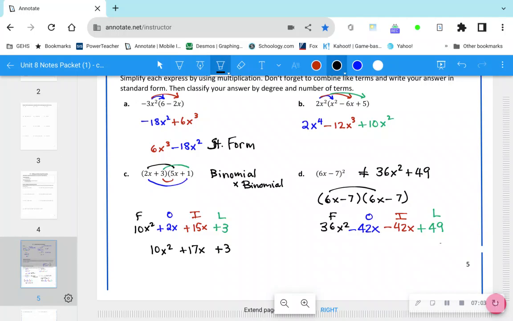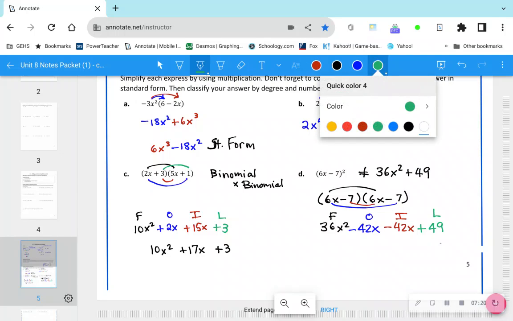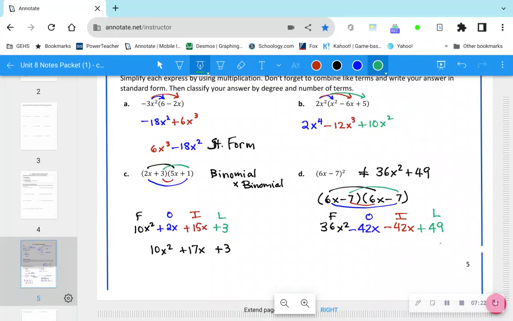Then you have the outside pair, that one and that one, and they give negative 42x. We next move to the inside pair, which also gives negative 42x. And then finally, we have the last one, negative 7, times the other last one, negative 7, and that's where the positive 49 comes in.